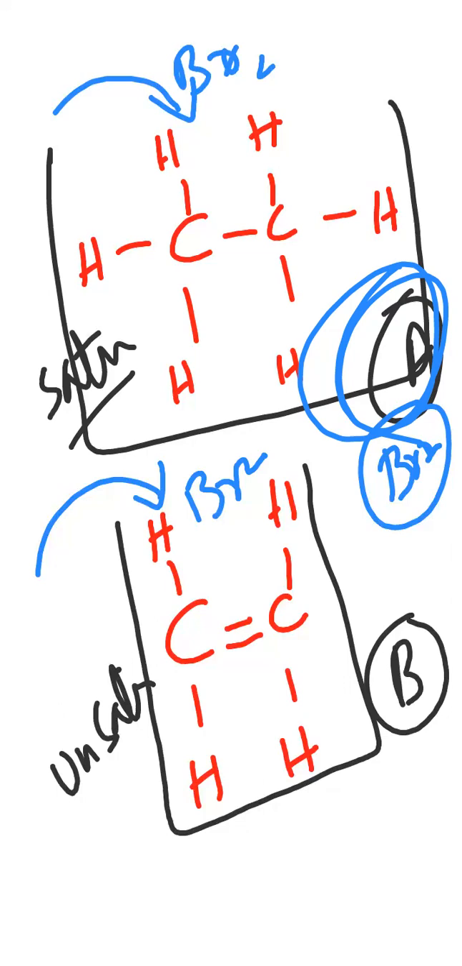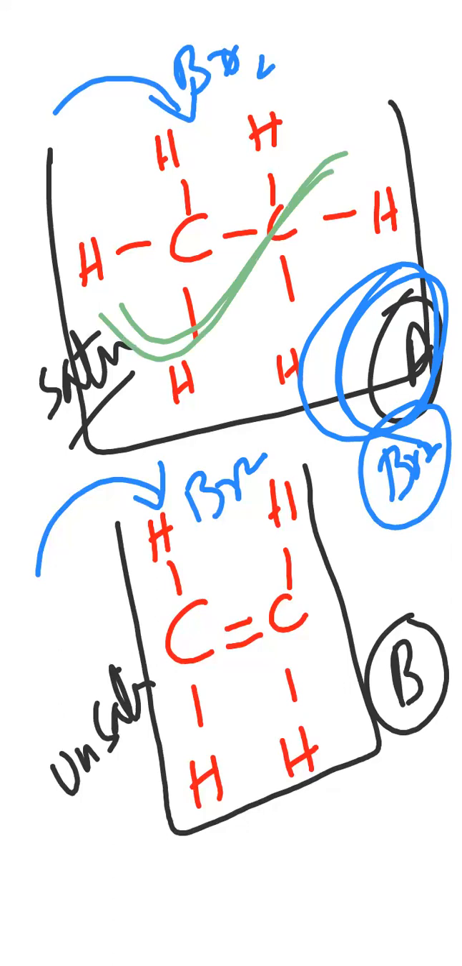So in alkane, addition reaction is not possible. The bromine cannot be added in the saturated one. So when you add bromine water in the upper test tube, it will remain red. You can see some red liquid in the test tube.